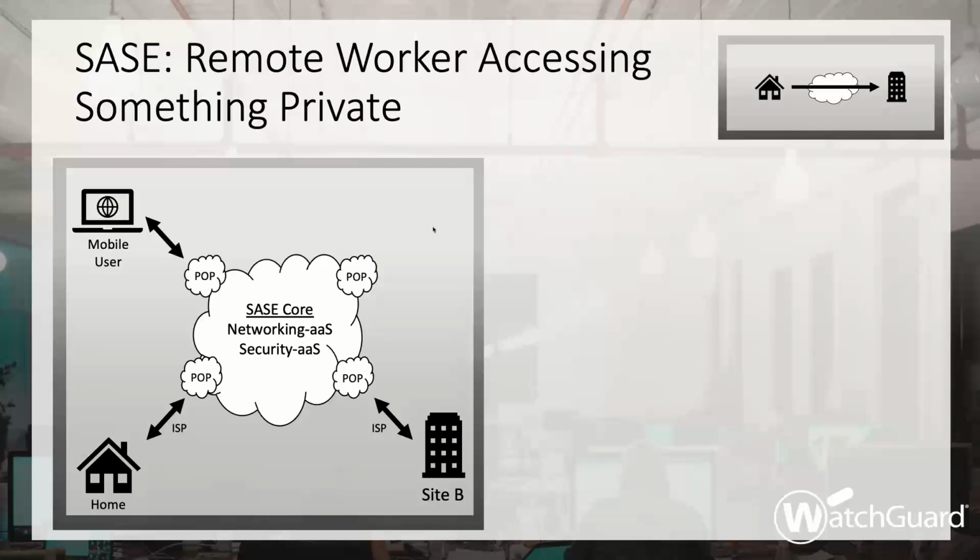And now I can just connect my mobile user or my home user into my SASE core, and then it will route traffic to the applications that they need to get to. It routes it through the SASE core, right? So I'm able to put my security in line with my traffic now. We had that big hairpinning scenario in the traditional sense.